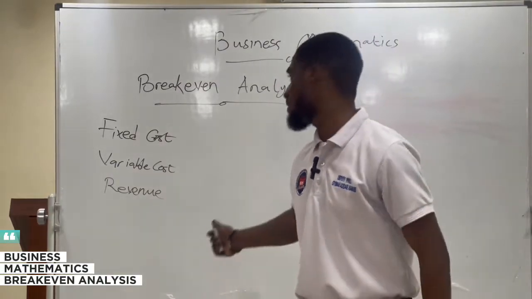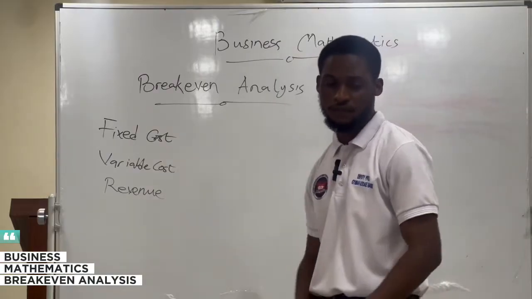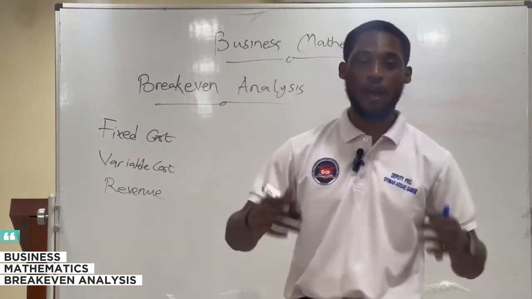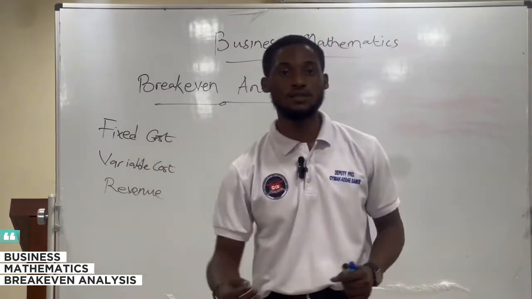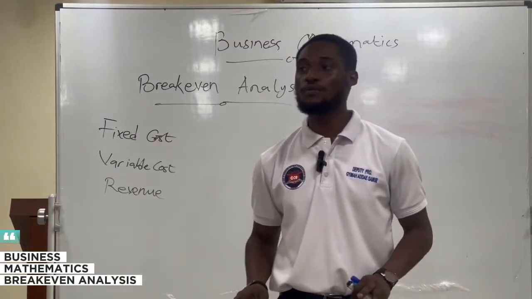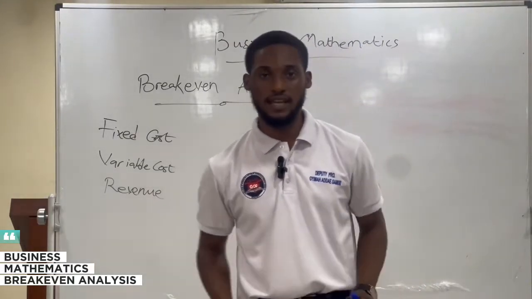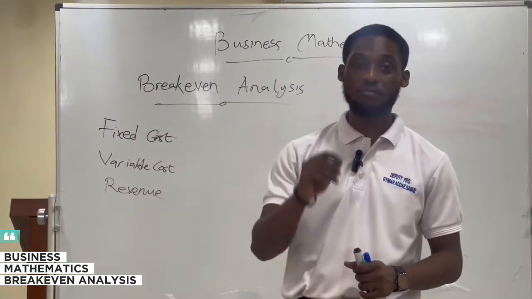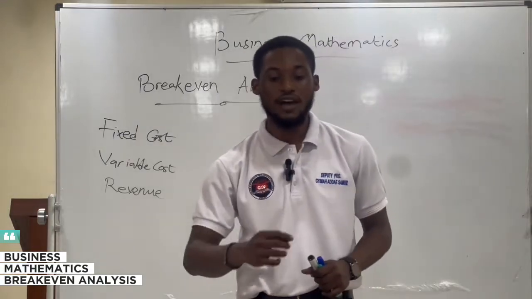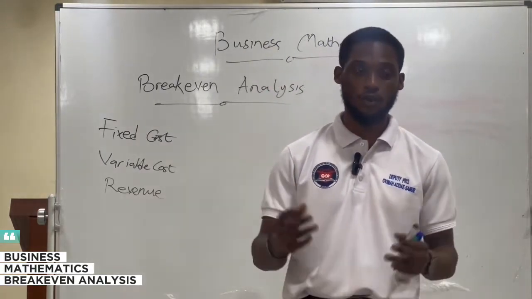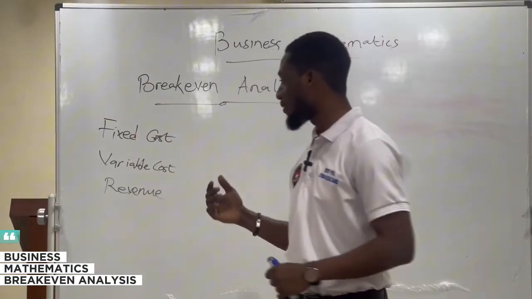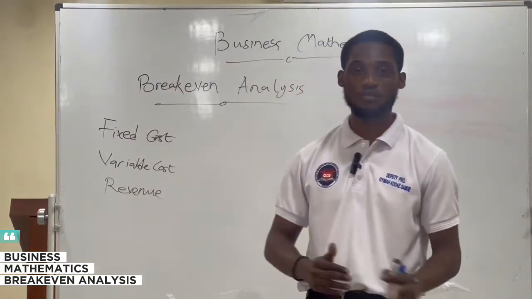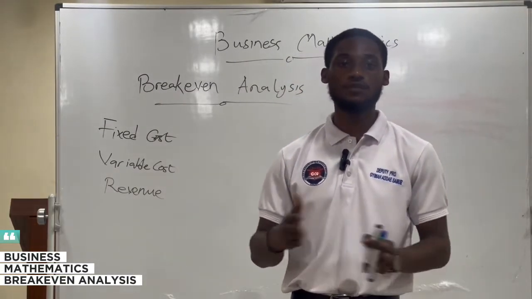So what then is a fixed cost? Fixed costs are costs that continue even if no units are produced. When we say something is fixed, it's already there. For example, we have depreciation, taxes, and debts. They are all fixed costs. Variable costs are costs that vary with the volume of units produced.